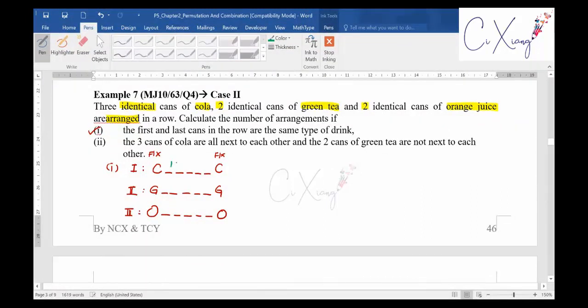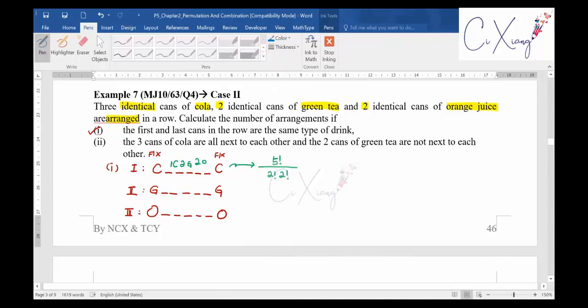So maybe I want to list it out in detail. How many things you have here? You have 1 cola, 2 green tea, and then 2 oranges. 1C, 2G, 2O. So in total, there are 5 items of them. So to arrange these 5 items, what do I have? Okay, 5 factorial. But there are some identical items inside, right? So that's why you have to divide it by 2 factorial and also 2 factorial. So this is the answer for case number 1.